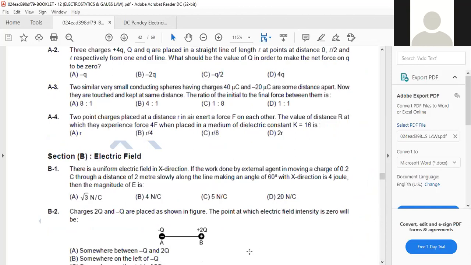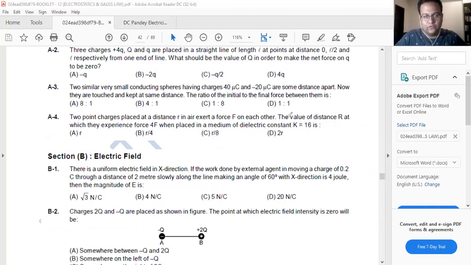A4. Okay. A4 में the forces F on each other, the value of R at which they experience the force 4F and placed in a dielectric medium of dielectric constant 16. तो डाइलेक्ट्रिक मीडियम में फोर्स चार्जेस प्लेस करने से ऐसे ही फोर्सेस घट जाते हैं, right? But I want the forces to increase. If the force in vacuum is F, then what is the force in the medium? The force in the medium is F by K, right? If I call this F naught and this F, then I can say that F equals F naught by K, but that is at the same separation.